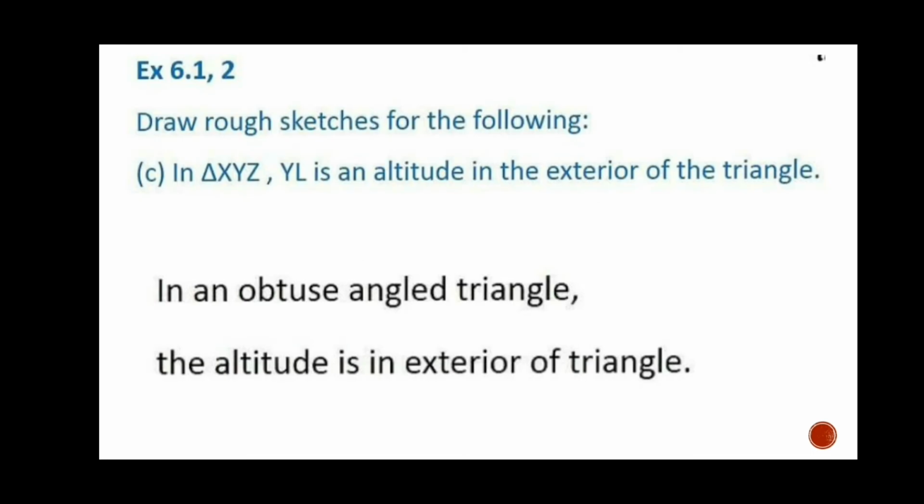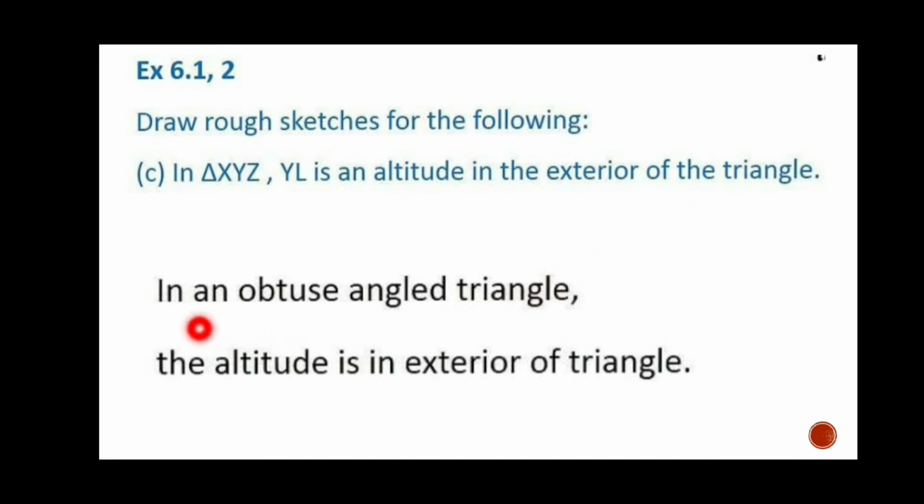Now in the third part it is asked, draw the rough sketch of triangle XYZ where YL is an altitude in the exterior of the triangle. It is given that XYZ is a triangle and YL is an altitude. It means the height of the triangle is YL, but it is in the exterior of the triangle. It is not inside the triangle. We have to draw the height outside the triangle.